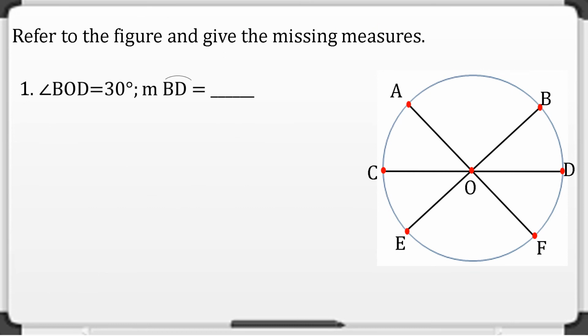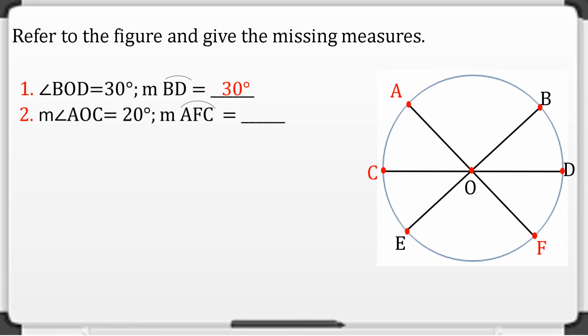Now let us solve this one. Refer to the figure and give the missing measures. Angle BOT is equal to 30 degrees. So if this is 30 degrees, therefore arc BD is also 30 degrees.